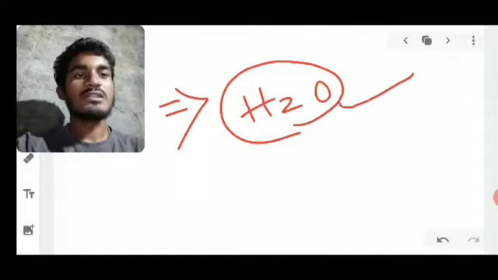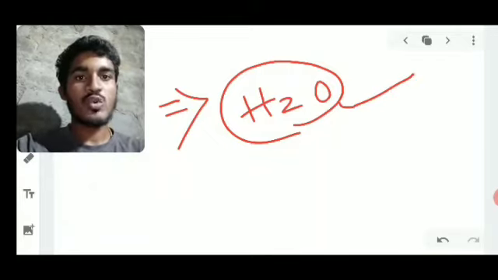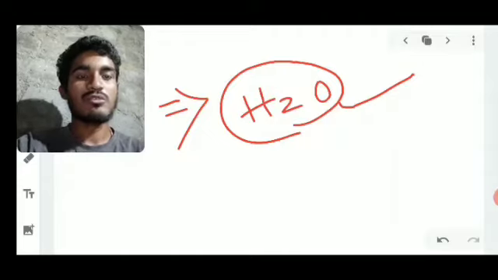Now they have given H2O, and these are the elements. This is a molecule, one type of molecule, water. Here we first calculate the valence electrons for this molecule.